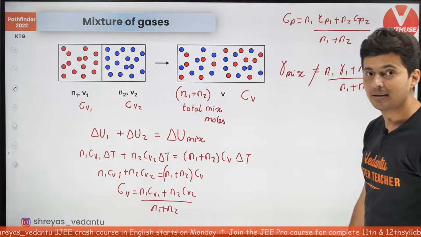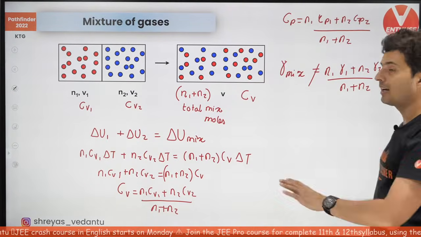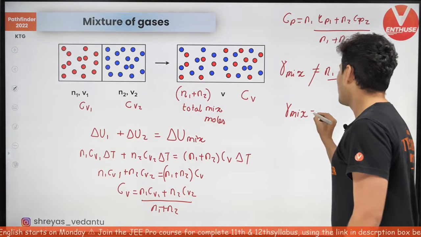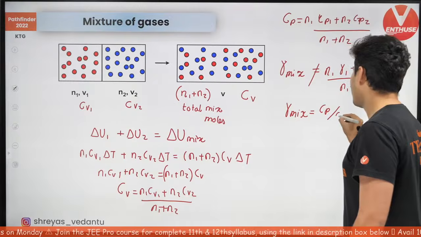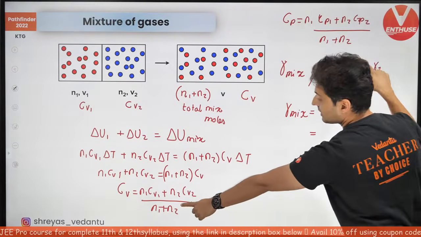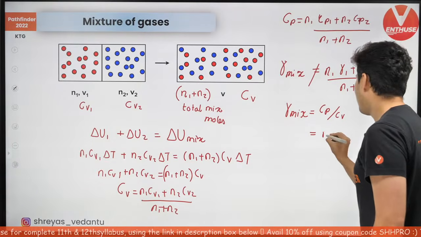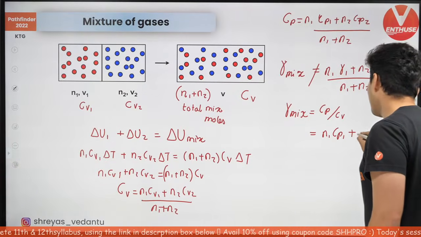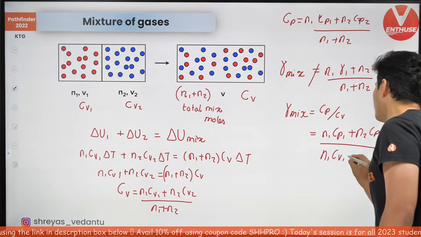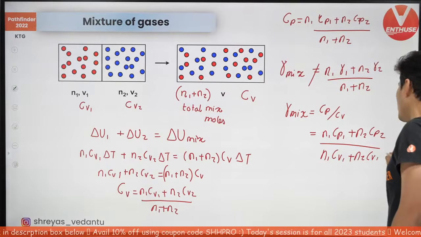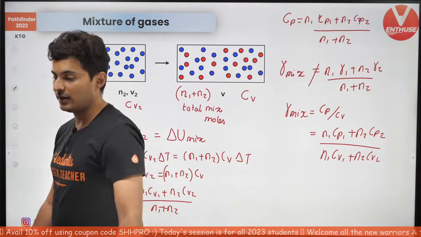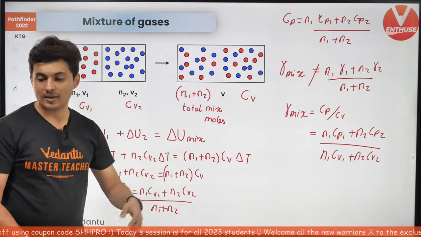This is not correct. Please keep this in mind. This is wrong. In fact, the gamma of the mixture is Cp of the mixture by Cv of the mixture. Now if you divide this with this, N1 plus N2 will cancel and you will have N1 Cp1 plus N2 Cp2 divided by N1 Cv1 plus N2 Cv2, which is completely different from this. I hope this is clear.